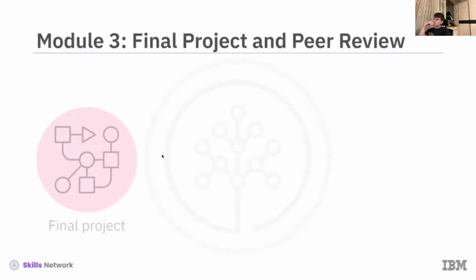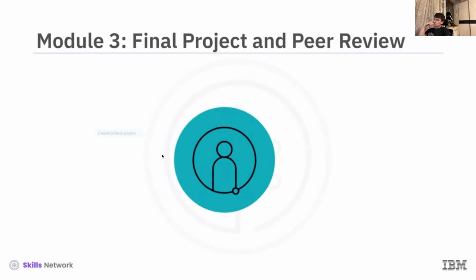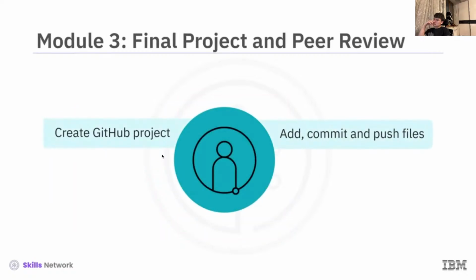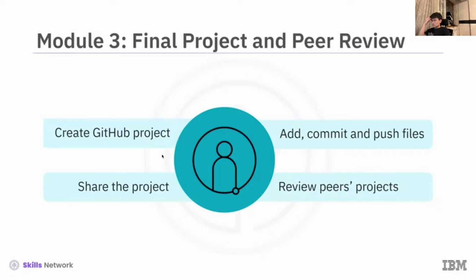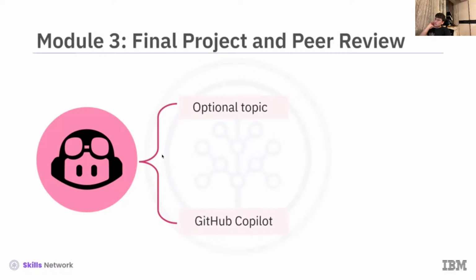In Module 3, you'll consolidate your learning with a 2-part final project. One based on the GitHub user interface, or UI, and the other on the Git command line interface, or CLI. You'll apply your knowledge by creating a GitHub project, adding, committing, and pushing files, and sharing the project publicly. After your project submission, you will evaluate your peers' projects based on a rubric that will be provided to you. Additionally, you'll explore an optional topic on GitHub Copilot.